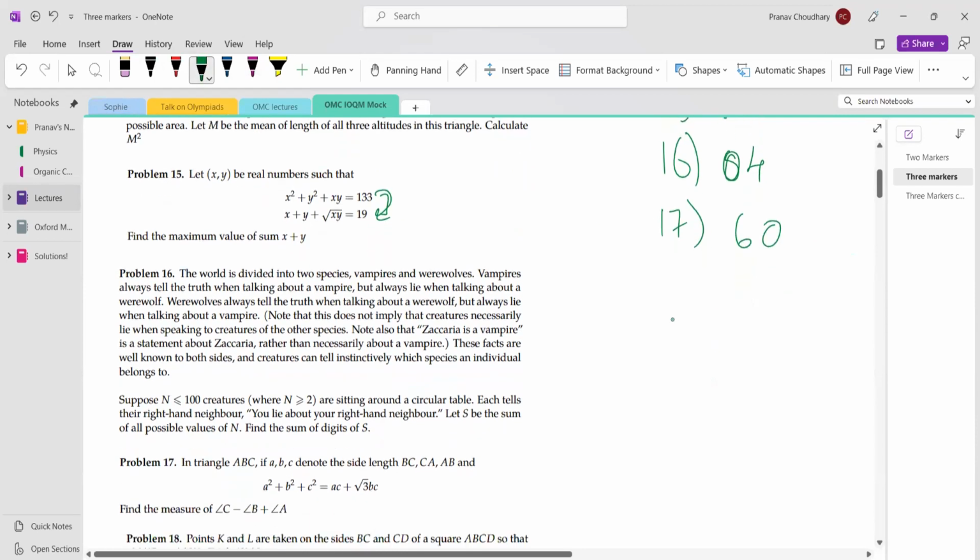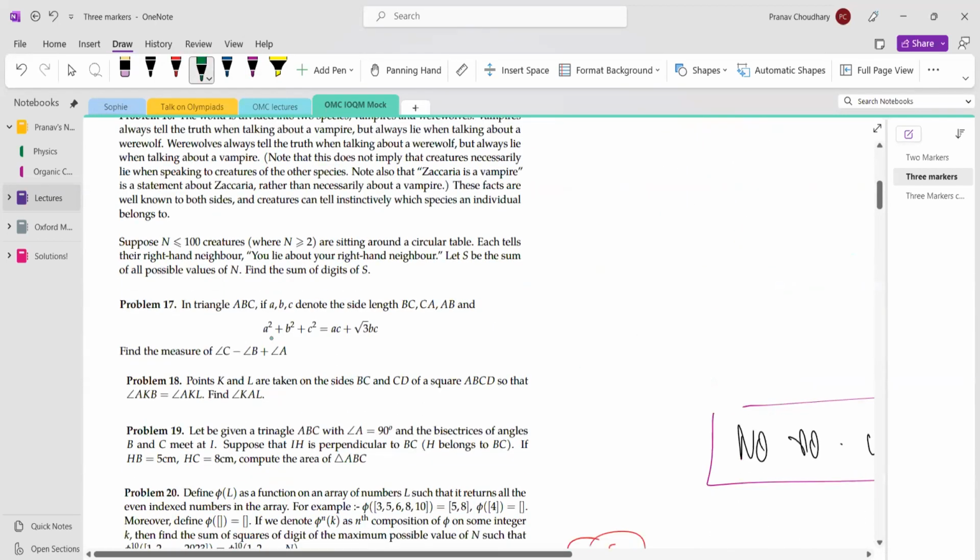The main idea was completing the square. You just have to see that, oh, this looks like square terms. So yeah. Okay. Problem 18.